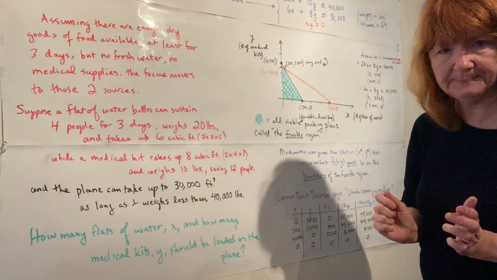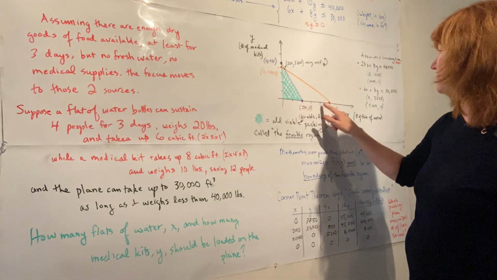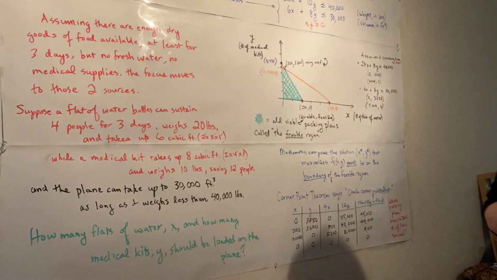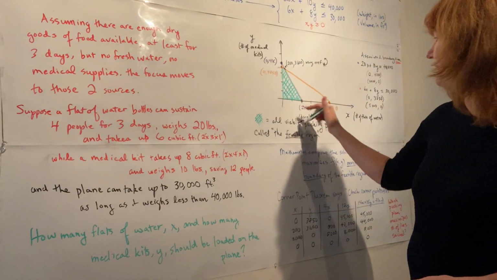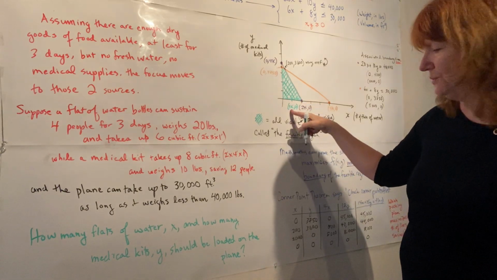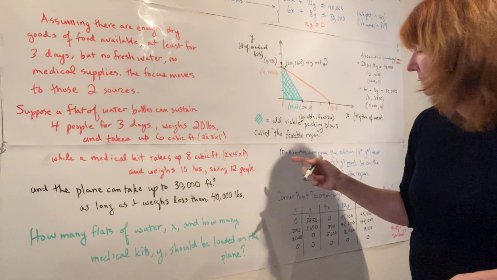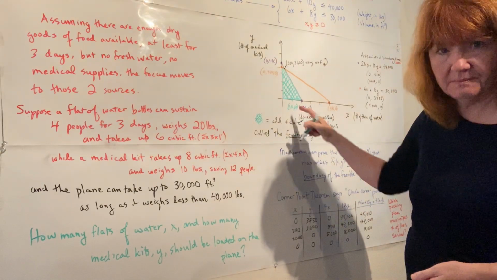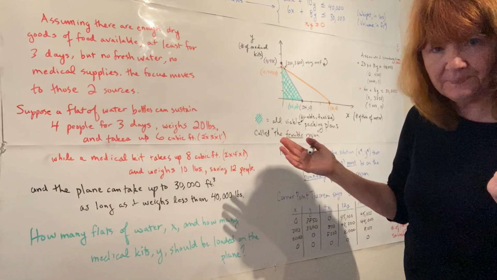meet the constraints. Okay? So for example, this point right here, these tick marks are 1,000 each. So right there is a point right here, 1,000, 0. That is a feasible packing plan. 1,000, 0, 1K, comma 0. Let's see, X is equal to 1,000. That means you're just loading it with 1,000 flats of water and no medical kits. It's feasible. The plane can take off. Stuff fits in there and the plane can take off.